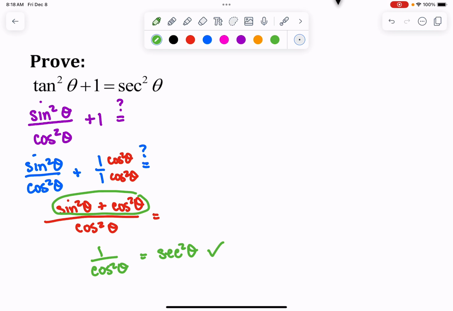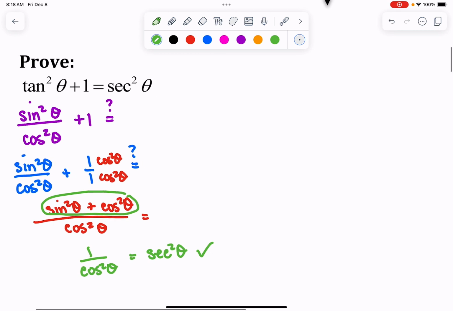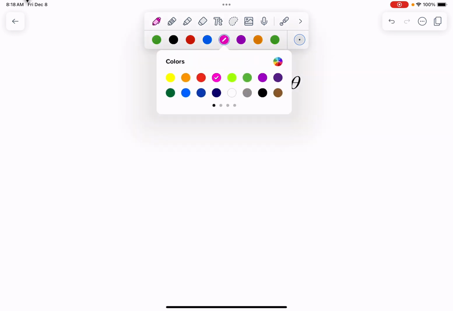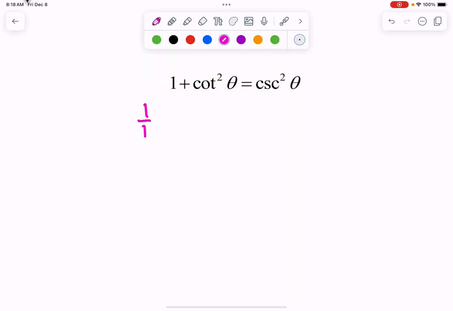Let's do this same process to prove that our third Pythagorean identity works as well. We want to prove that, indeed, 1 plus cotangent squared is equal to cosecant squared. Once again, I'm going to rewrite this 1 as 1 over 1, plus cotangent, which is cosine over sine. So if I have cotangent squared, I've got cosine squared over sine squared. And we want to see, is this in fact equal to cosecant squared?